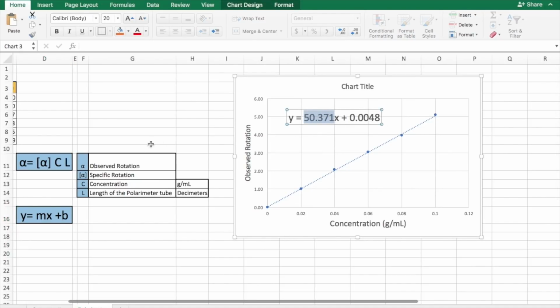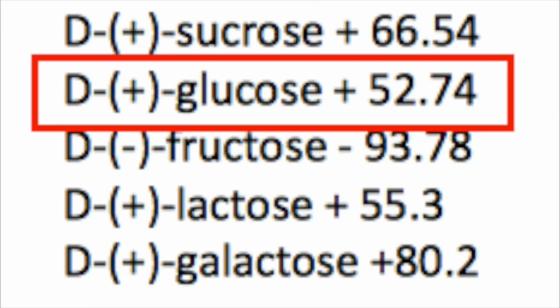Now we can compare it to the chart in the instructions and decide which sugar has the closest specific rotation. We just saw that the slope of the equation is 50.371, which is the closest to the glucose specific rotation value, 52.74. So we know that the unknown sugar was glucose.